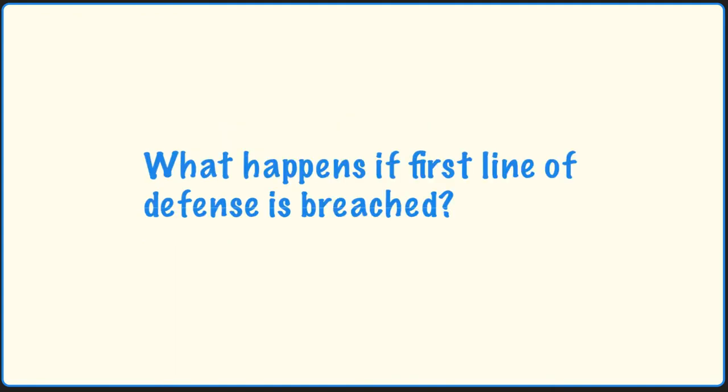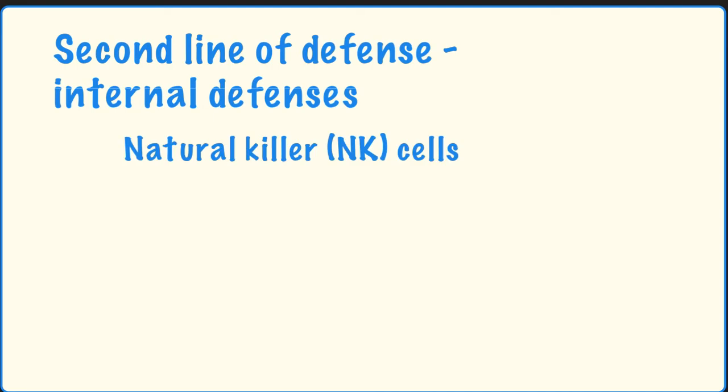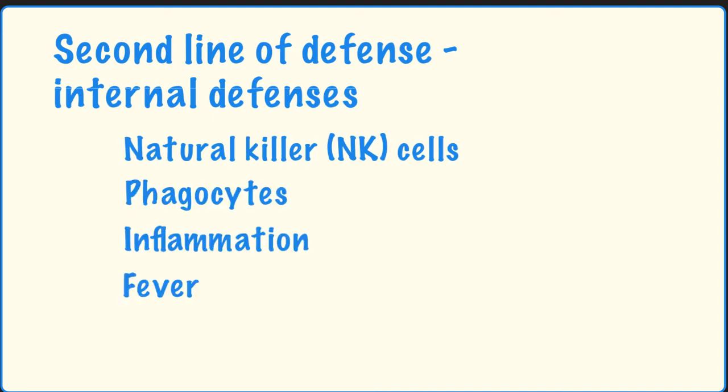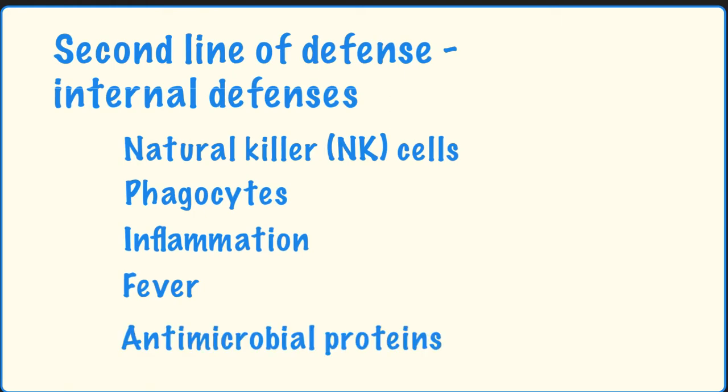So let's talk about this second line of defense, again, still within this innate system, this non-specific system that we're born with. So what happens if microbes, antigens, pathogens, etc. are capable of passing that first line of defense? We have a second line of defense, and these are internal defenses. They include natural killer cells, phagocytes, inflammation, fever, and antimicrobial proteins. So let's go through and talk about each one and the differences between them.